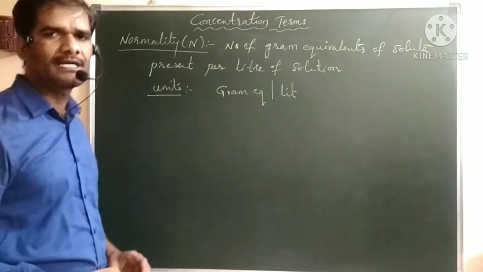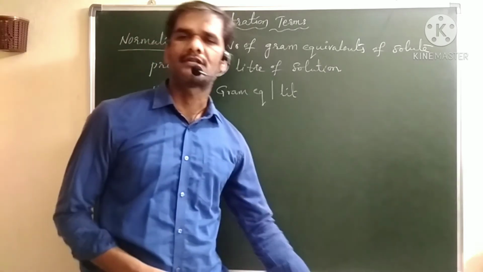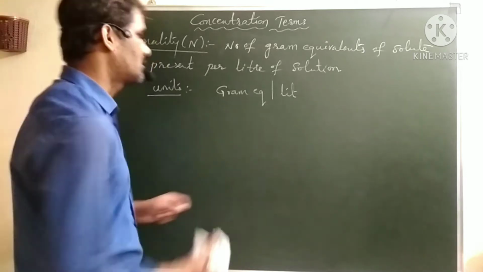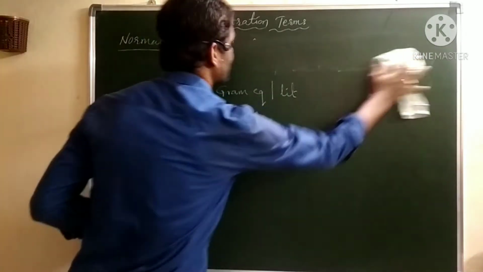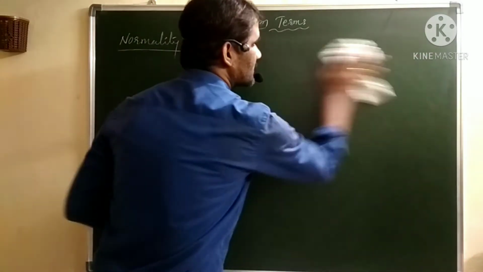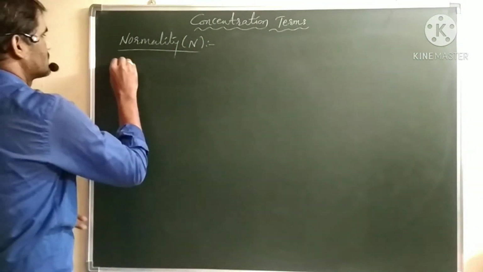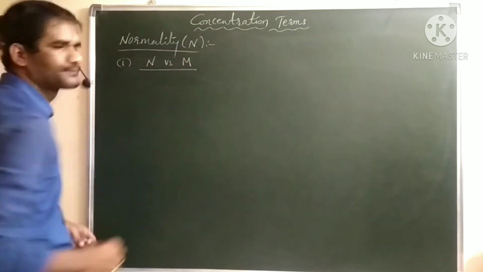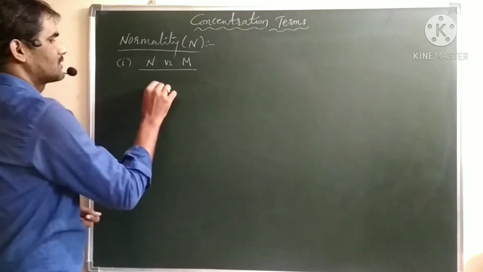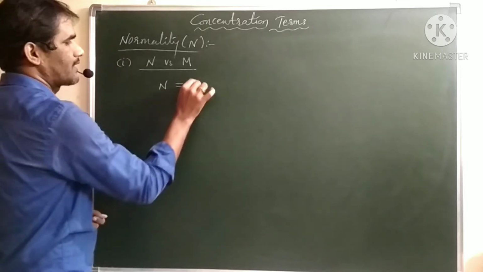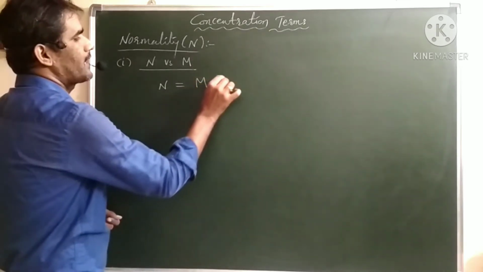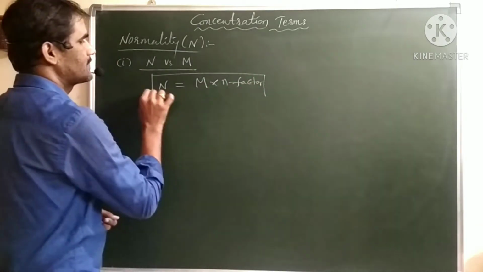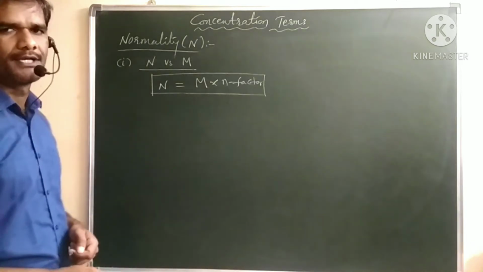Now some various interrelations for normality: normality with respect to molarity, normality with respect to mass percentage, volume percentage, and so on. We will see all the interrelations here. First one, the interrelation between normality and molarity. As we know, normality is equal to, I am writing the direct formula, molarity into N factor. So this is the interrelation between normality and molarity.